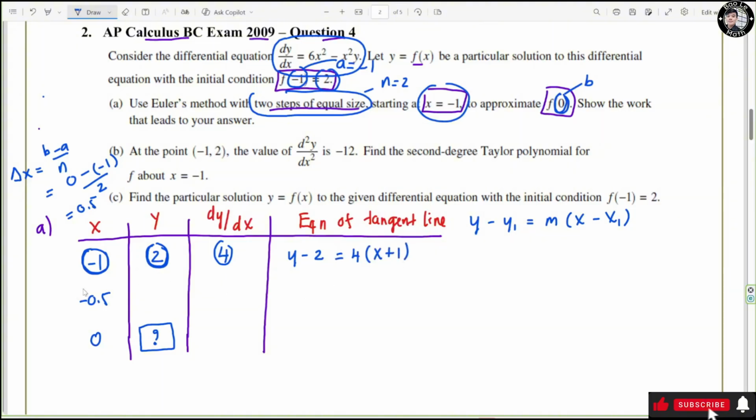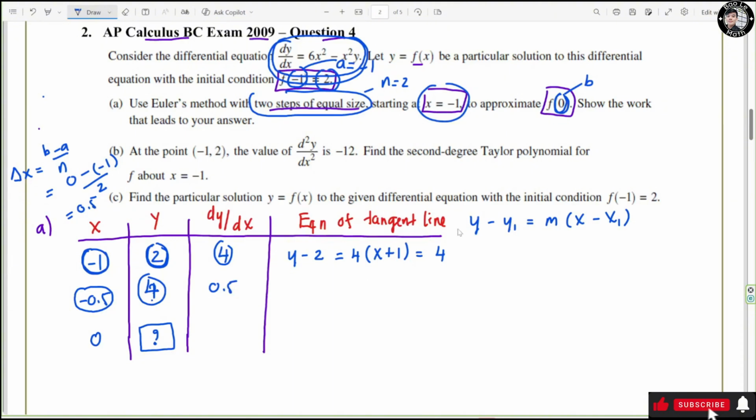Now you need to substitute -0.5 for x into this equation to solve for y right here. If I substitute over there, I will get the new y, which should be 4. So I put 4 right here. Now you have the new x and new y, and you need to calculate the new dy over dx. So substitute -0.5 for x and 4 for y into the differential equation right here, and you get the new dy over dx is actually 0.5.